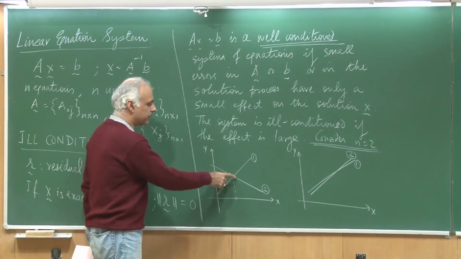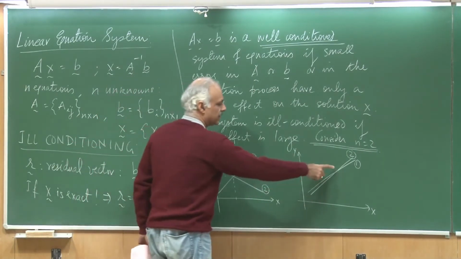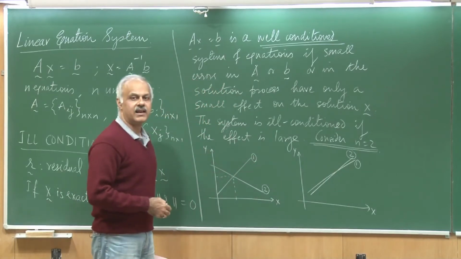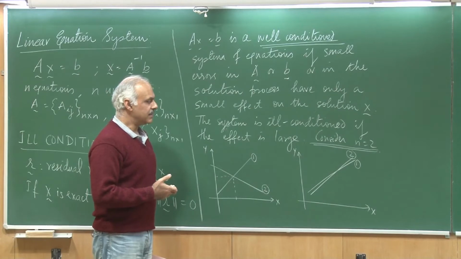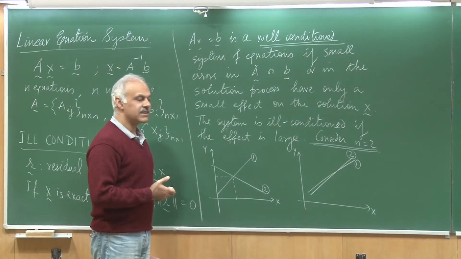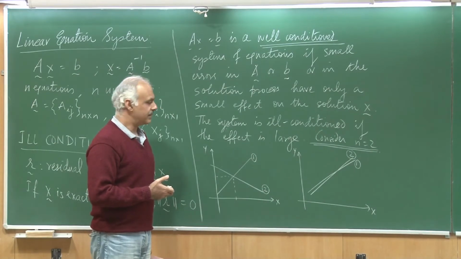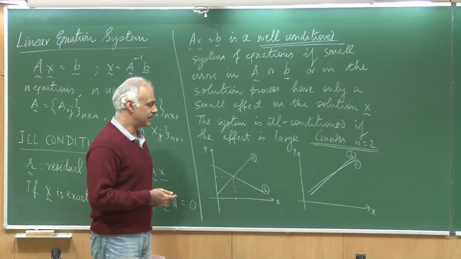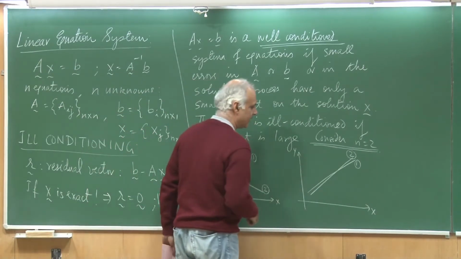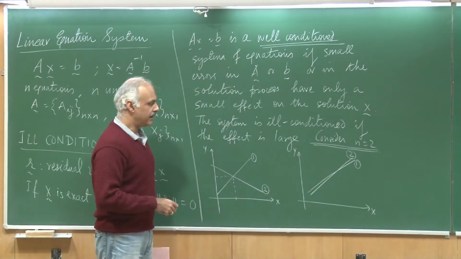The slope of the two lines are different. The slope of the two lines are very close to each other, they are almost parallel. Notice, if the equations are such that the two lines are parallel, then of course they will not intersect unless they are coincident, and in that case you do not have any solution, right.